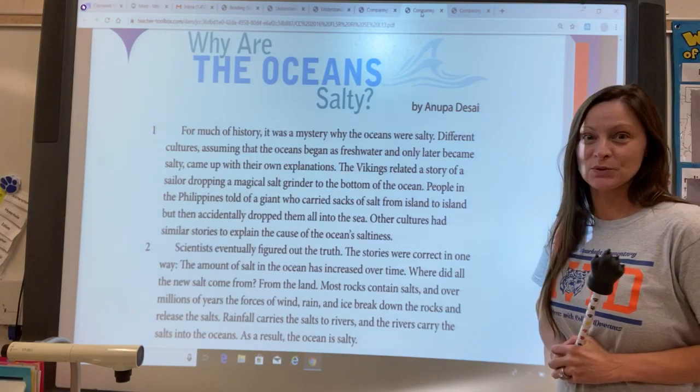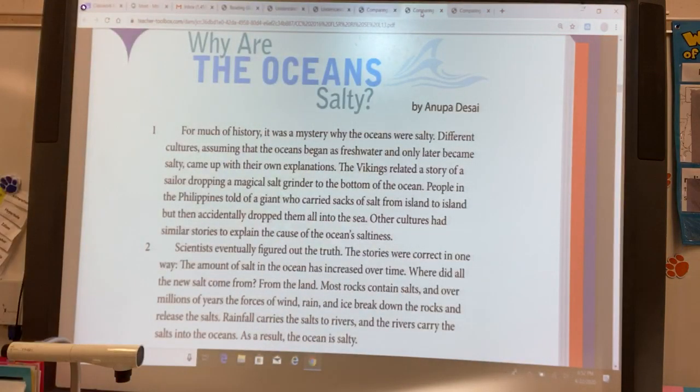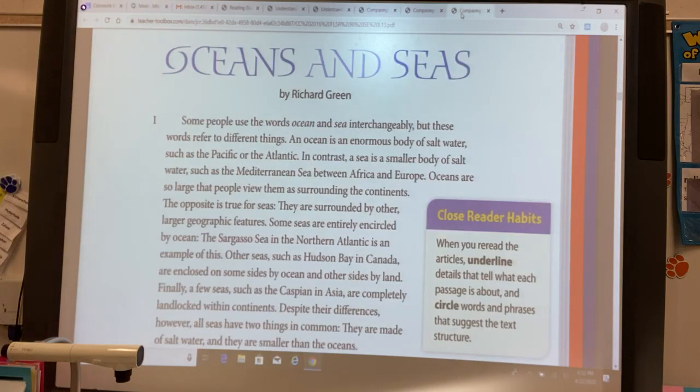Let me put up our second story. Take a couple seconds to find the clues to help us determine the text structure of this article. Read this article on your own. The first one we did together. I'm going to let you read this article on your own. Go ahead. While you're reading, be looking for the clues to help you understand which text structure the author is using.